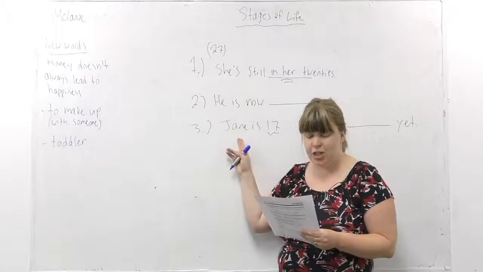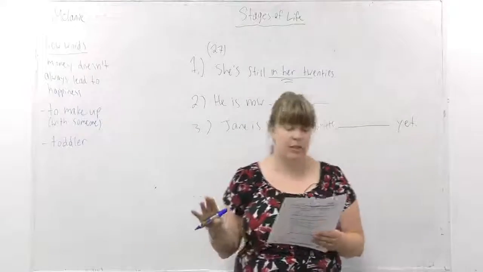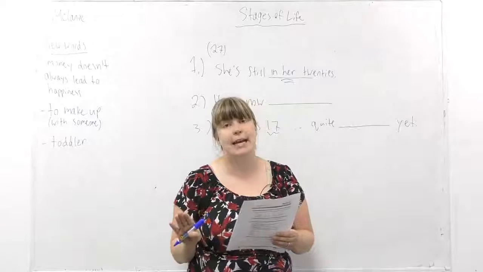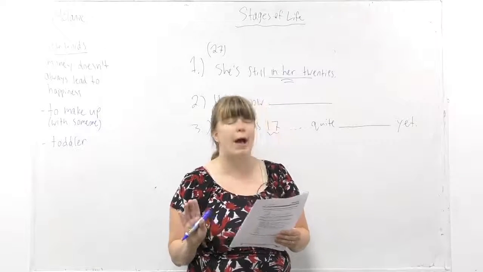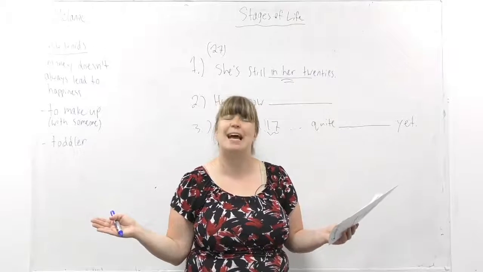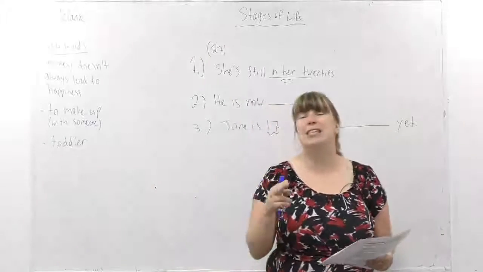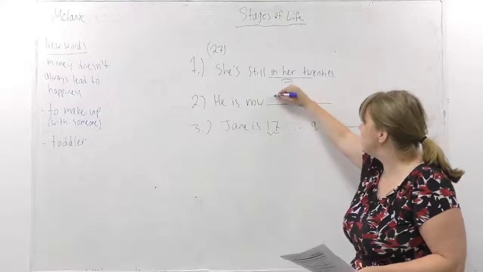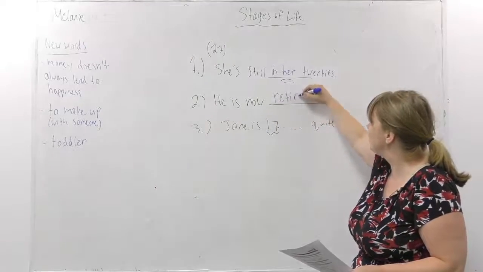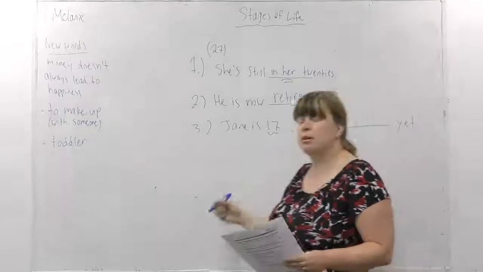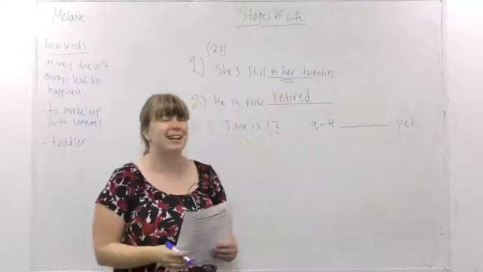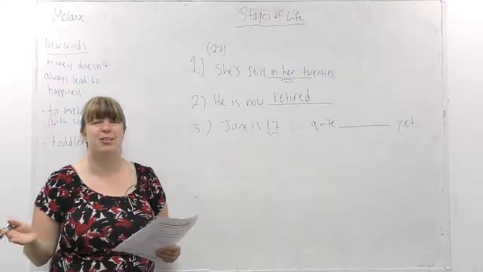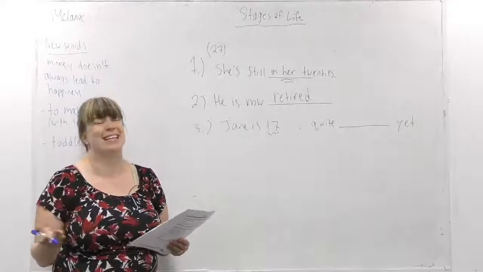Number three, Jane is 17. Okay, so she's still a teenager. She isn't quite what yet? Okay, we got retired. Excellent. He is now retired. Something that everyone looks forward to, I'm sure. I have a ways to go before I'm retired. Another 30, 35 years, I think.